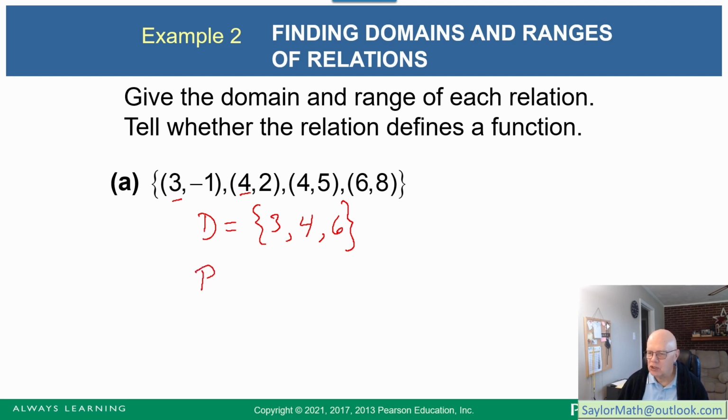Now what's the range? Use an R to represent range. The range represents all the second coordinates. So we'll just go down the list. -1, 2, 5, and 8. Notice they're all different, so we have to list all of them.